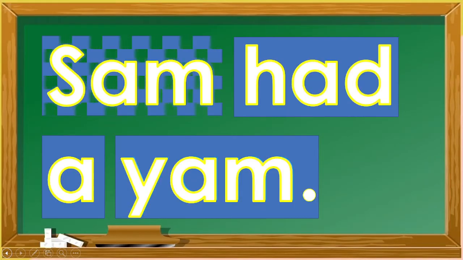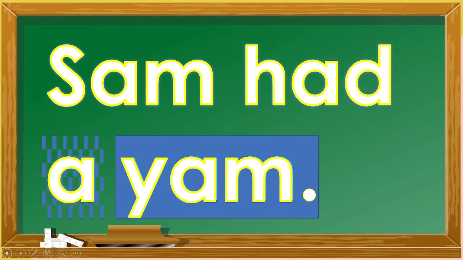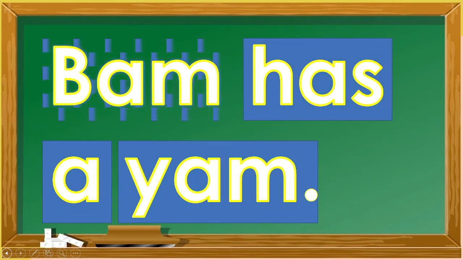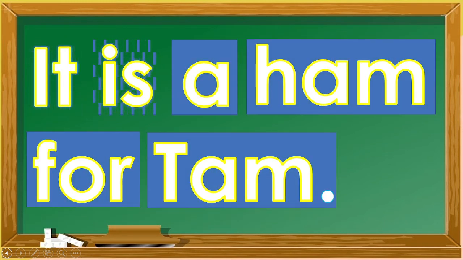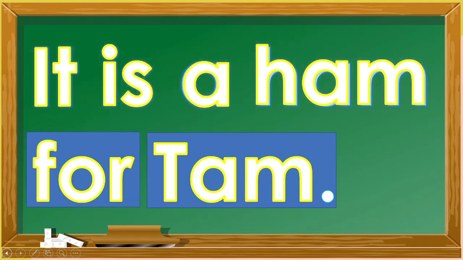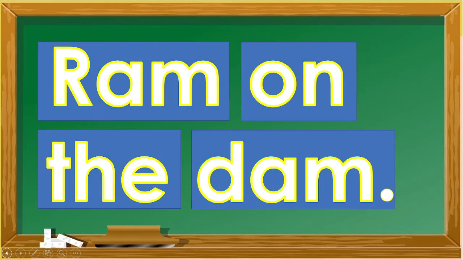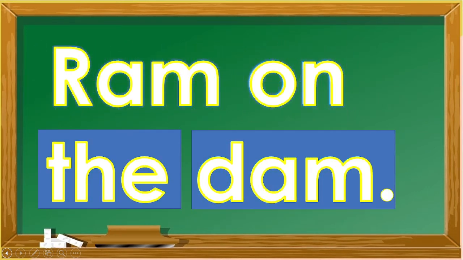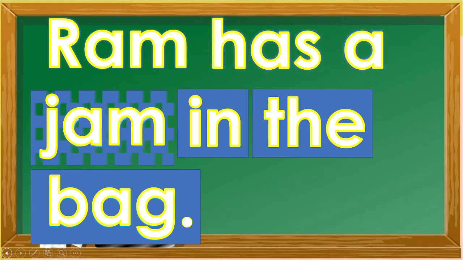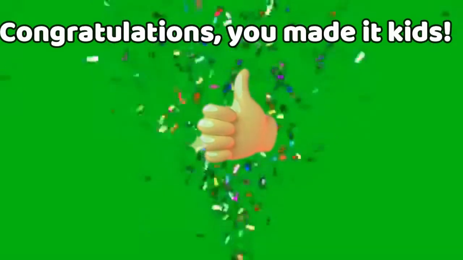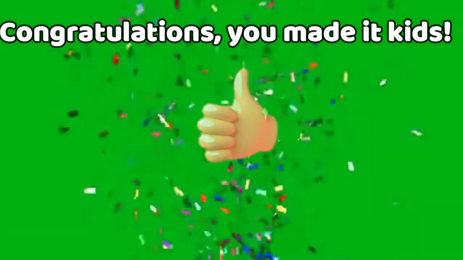Sentences. Sam had a yam. Bam has a yam. It is a ham for Tam. Ram on the dam. Ram has a jam in the bag. Congratulations. You made it, kids.